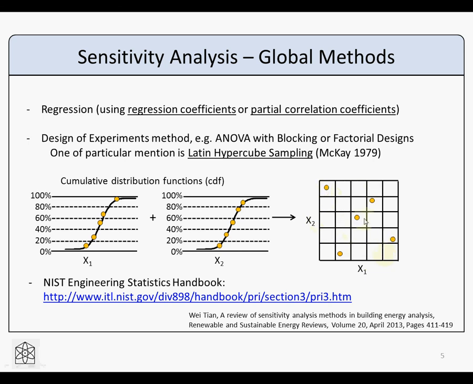This gives you a pretty good picture of the variation that exists in your model, and you can use all your outputs from that to draw different statistics of variance of your model output based on these parameters. If you want more information on this sort of design of experiments or sensitivity analysis, the NIST Engineering Statistics Handbook has a lot of good information. There's also a recently published review on sensitivity analysis in building energy analysis and building energy simulation if you're interested.